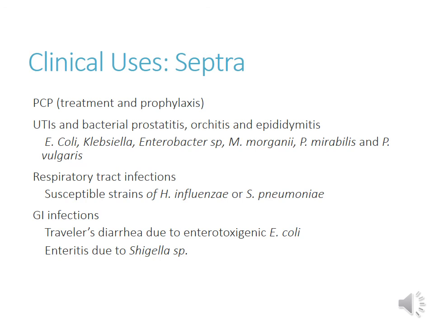Again, we talked about treatment and prophylaxis of PCP pneumonia. It's that Pneumocystis pneumonia. UTIs and bacterial prostatitis can be good indications for this one. Respiratory tract infections, I usually don't see it used too often for. And then in some cases you can utilize it for things like enteritis due to Shigella; traveler's diarrhea can be useful against that.